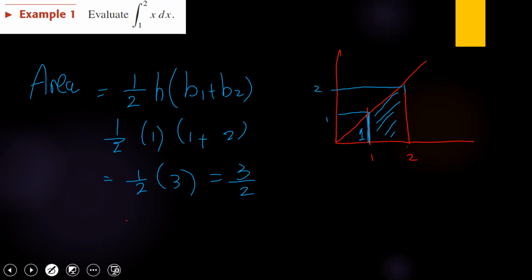So if you want to solve it by geometry, by finding the area of the shaded shape, which is a trapezoid, you find its area, which is 3 over 2. The other way that I told you about is first you integrate, then you evaluate. So to find the definite integral, we have two ways: by geometry, or by finding the indefinite integral, then evaluate. Let's have another example. Here, the integration from 1 to 9 of the square root of x.